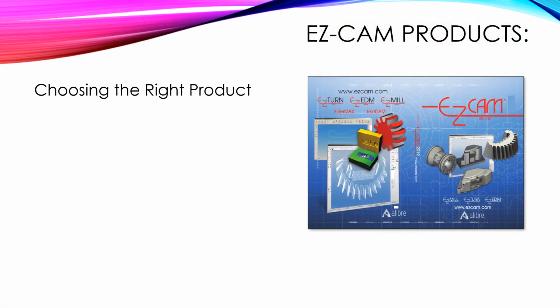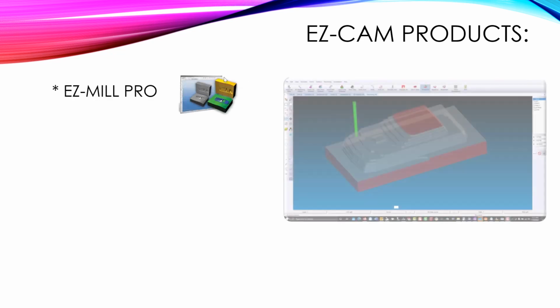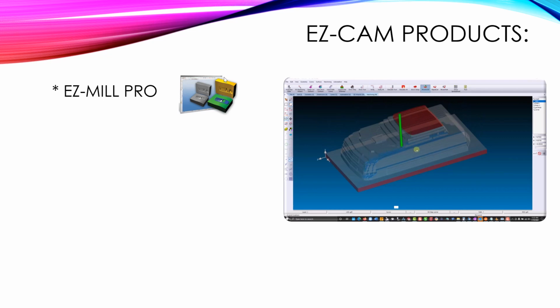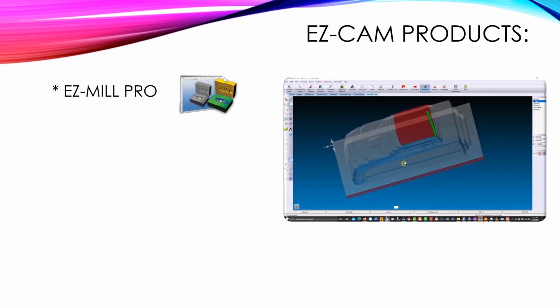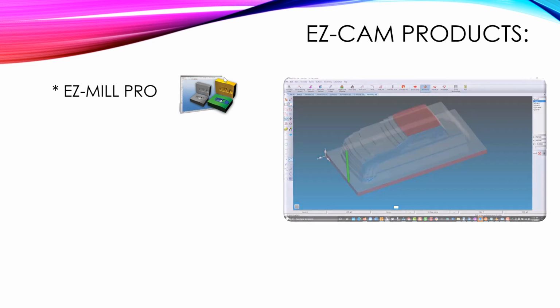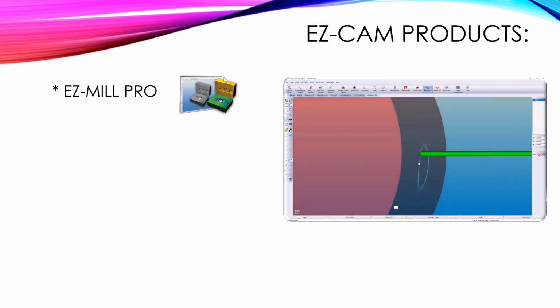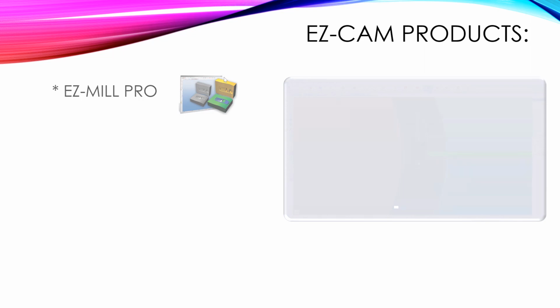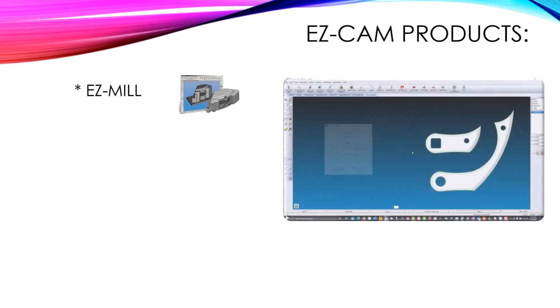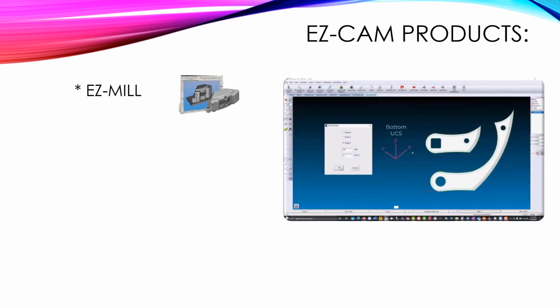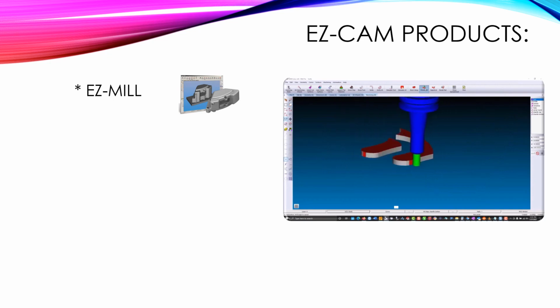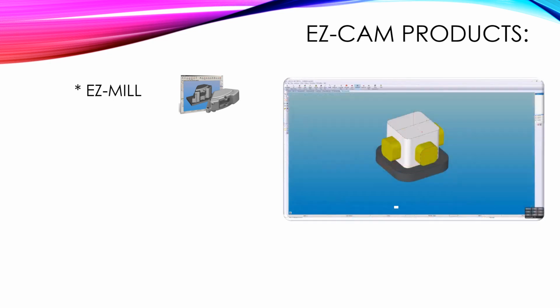Here is an overview of our products and what they have to offer. EZ-Mill Pro, our most advanced 2 through 4 axis simultaneous programming and 5-axis indexing. There are over 14 3D toolpaths available. EZ-Mill, 2 through 4 axis simultaneous. There are 5 3D toolpaths available, not counting roughing operations.